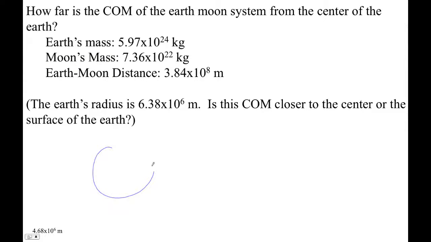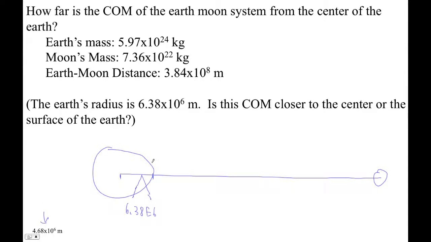Think about the Earth and the Moon. These are not drawn to scale, right? And think of this system. This distance here from the center to there is 6.38 times 10 to the 6th meters. And so this 4.68 times 10 to the 6th is like there. The center of gravity of that system, if we could balance the Earth-Moon system, is much closer to the surface of the Earth than it is to the center.